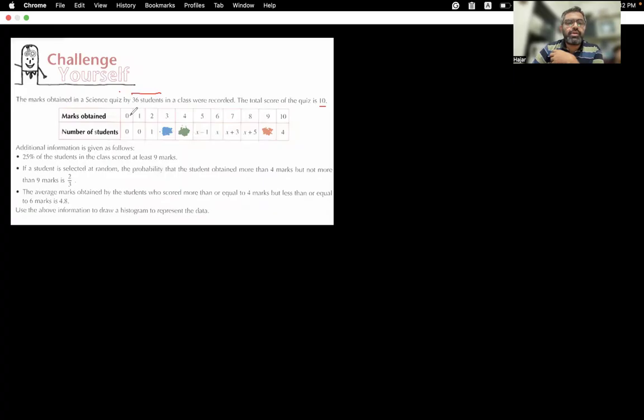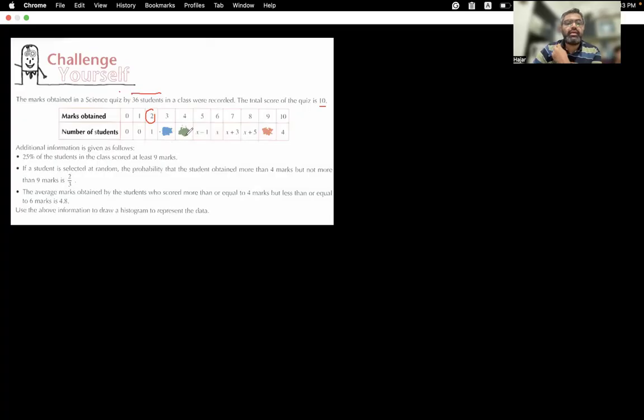There are 0 students who got 0 marks, which means there's no such student who got 0 marks. 0 students got 1 mark, so no student got 1 mark. There's 1 student who got 2 marks, so the minimum marks obtained by any student is 2. And then there is something in blue, so we don't know what it is. Some unknown number of students have got 3. We have to figure it out.